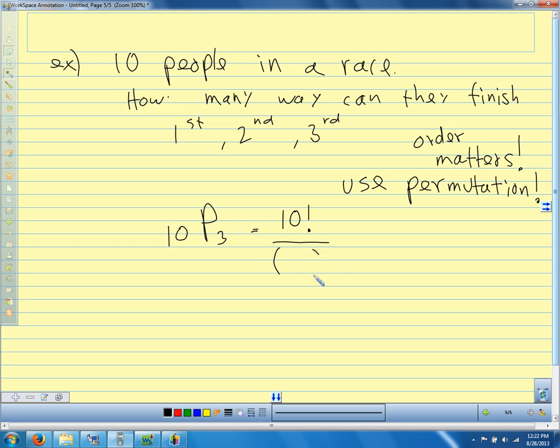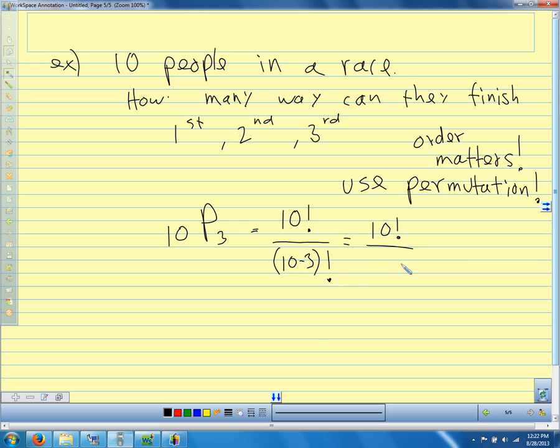And on the bottom, we have something in parentheses. So what goes in those parentheses, Julianne? 10 minus 3 with a factorial. Perfect. So I can simplify this. 10 factorial.